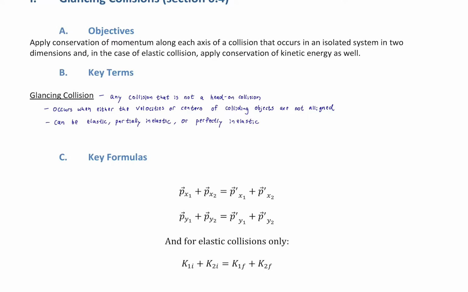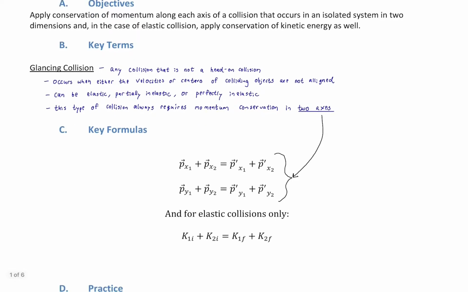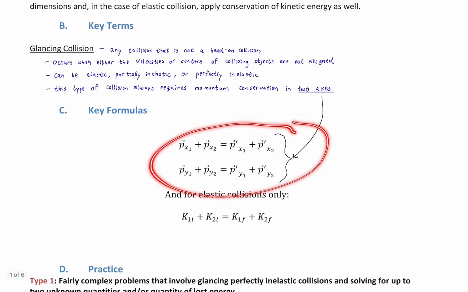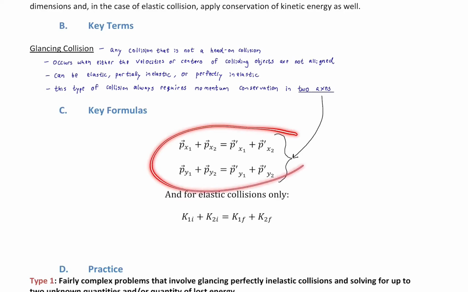They can be all the typical types of collisions, the big three: elastic, partially inelastic, and perfectly inelastic. So we're going to see all three types. And this type of collision always requires momentum conservation in two axes. So that's really the approach we're going to see over and over again. And that means that we'll always be looking at these two equations. In every single one of the examples I have in this set of lecture notes, it involves these two equations.